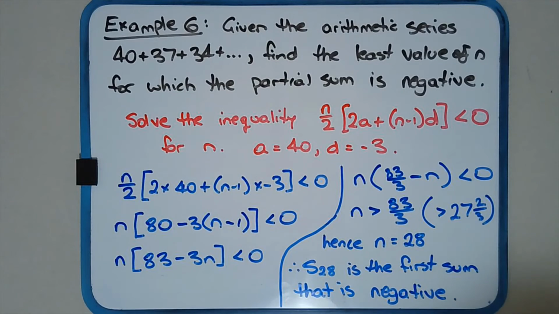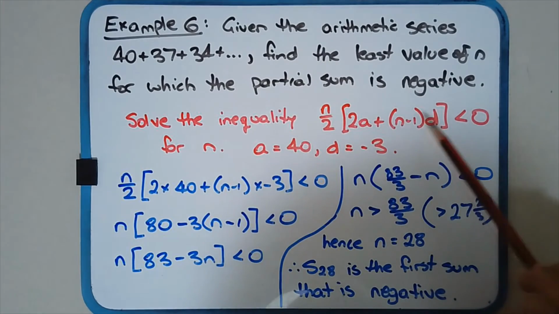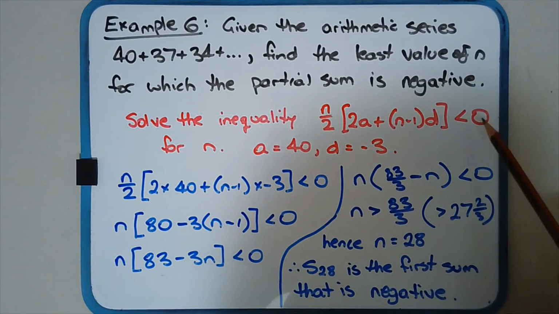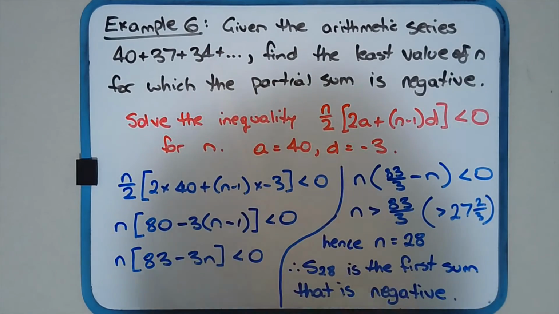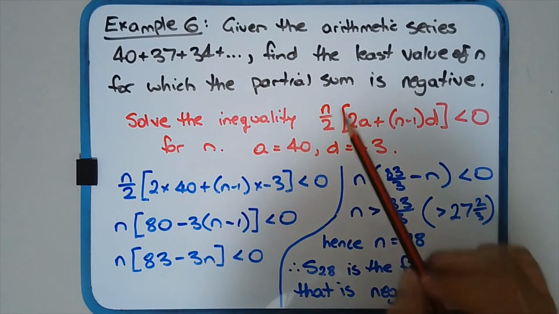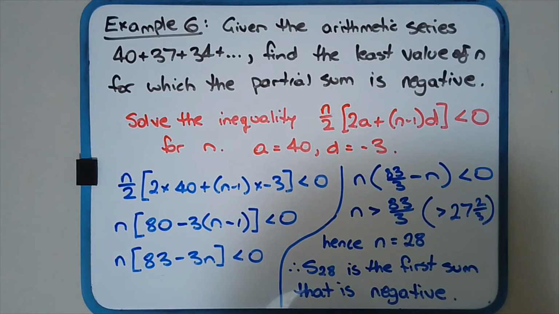Example 6. Given the arithmetic series 40 plus 37 plus 34 and so on, find the least value of n for which the partial sum is negative. Now the strategy here is we're going to solve the inequality n over 2 outside of (2a plus (n minus 1)d) less than 0. The left-hand side represents the sum of the first n terms of this arithmetic series. So we want to find the smallest value of n such that the sum is negative.